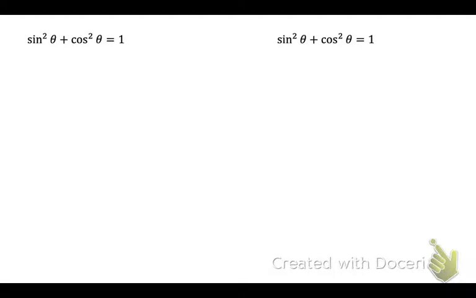Okay, so we are going to start. They are both sine squared plus cosine squared equals 1. You see that? Okay, we are going to start on this one over here, and we're going to simplify it. We're going to manipulate it. So we are going to start by dividing everything by sine squared.